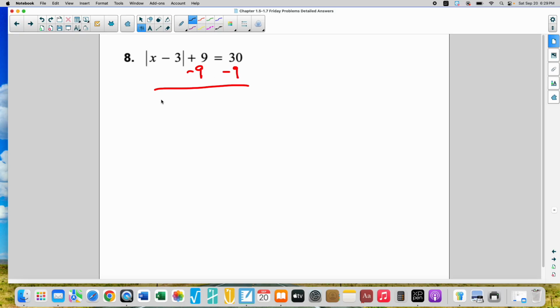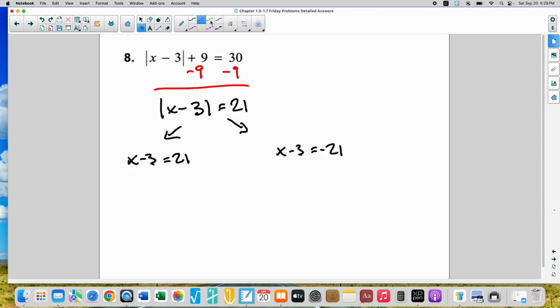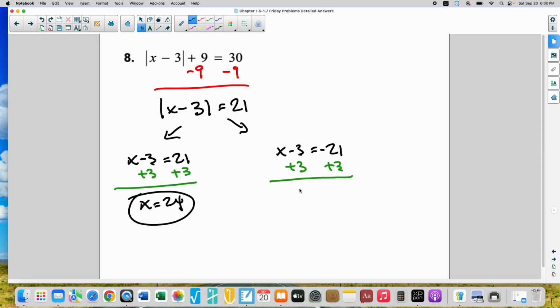Let's subtract the 9. We're isolating the absolute value first. And now we'll write our two statements. X minus 3 equals 21. X minus 3 equals -21. Let's add 3 to both sides. X equals 24. Let's add 3 to both sides. X equals negative 18. Numerical order, negative 18, 24.